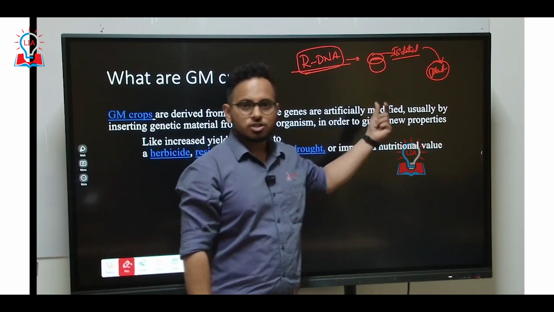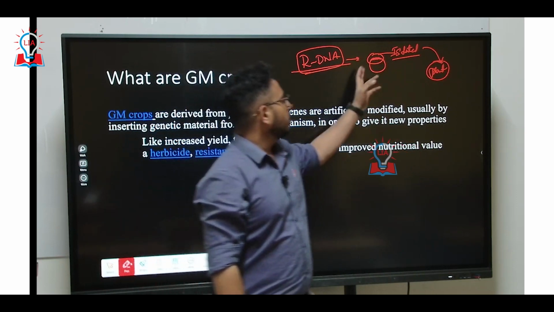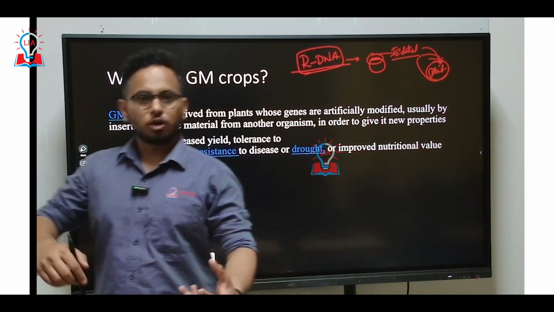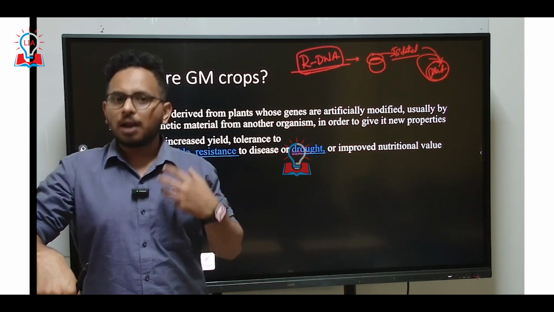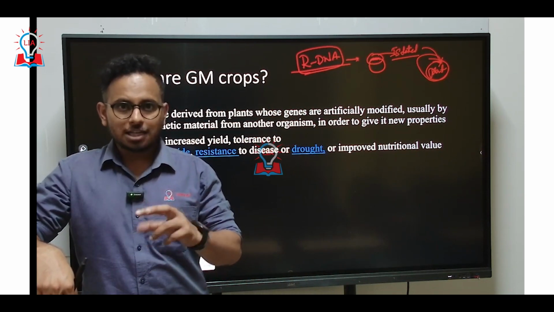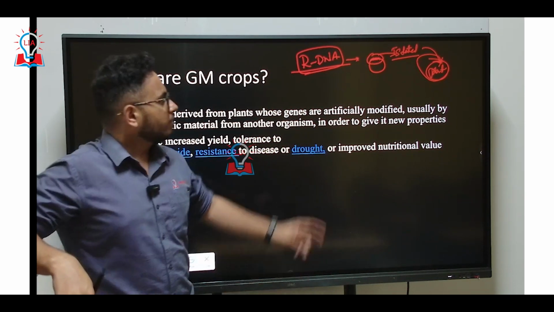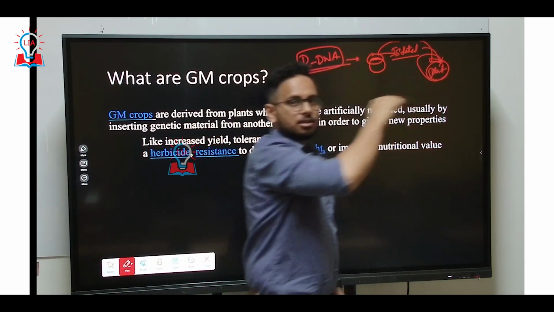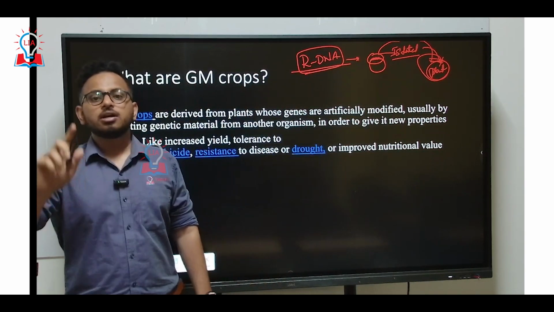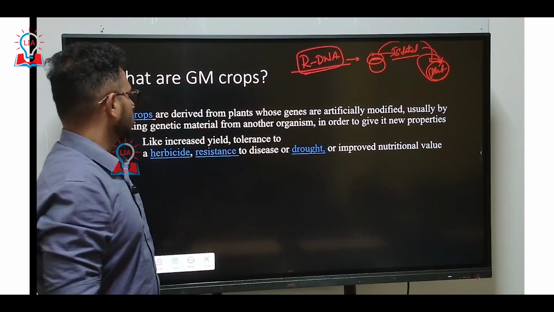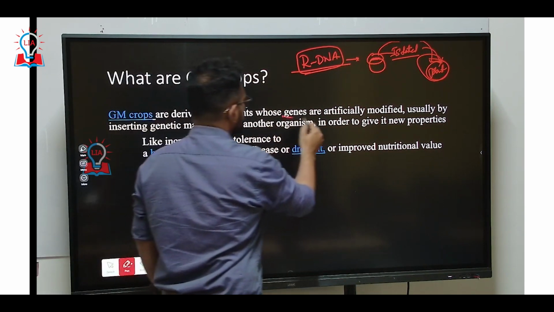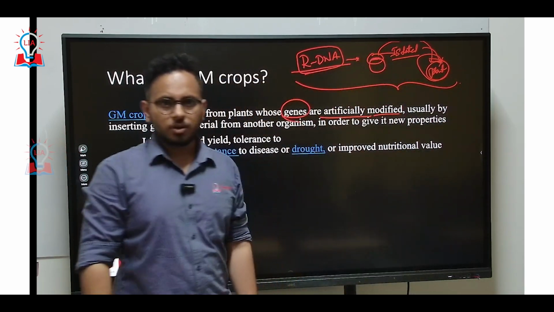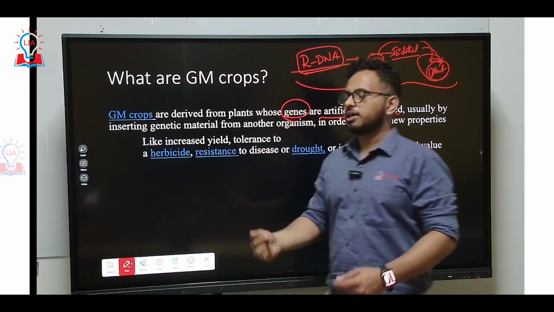If a desired DNA is isolated and placed inside a plant, this plant will be called a genetically modified crop, which means the original genetic material of the plant has been changed, has been morphed by the clinical processes. This desired genetic material is put inside the plant. So this is called genetically modified crops using recombinant DNA technology. You can see the crops are derived from plants whose genes are artificially modified. This is what I've explained here. It is artificially modified. Okay, so such products are called genetically modified crops.